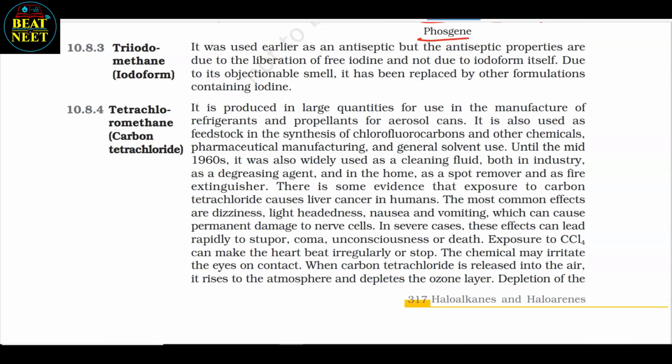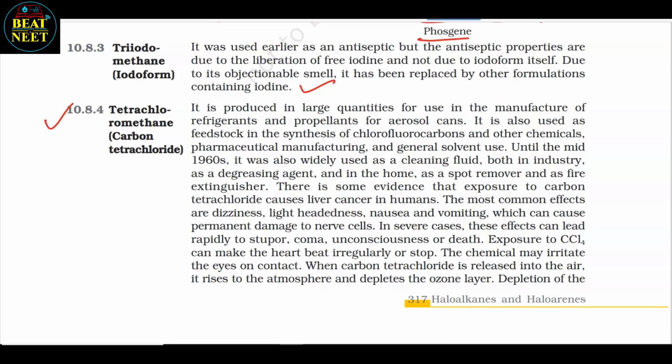10.8.3 Triiodomethane, that is iodoform. It was used earlier as an antiseptic, but the antiseptic properties are due to the liberation of free iodine and not due to iodoform itself. Due to its objectionable smell, it has been replaced by other formulations containing iodine.